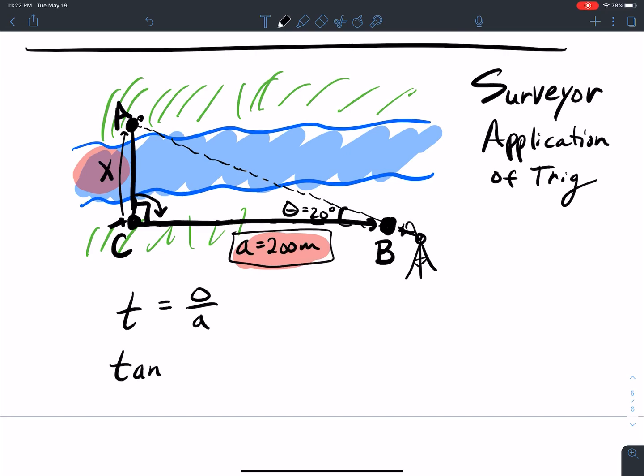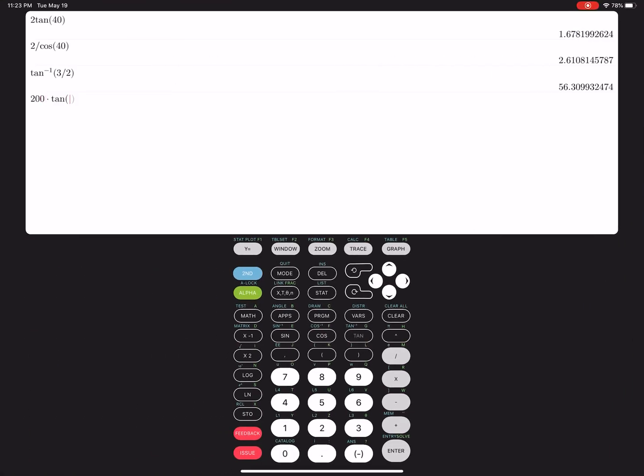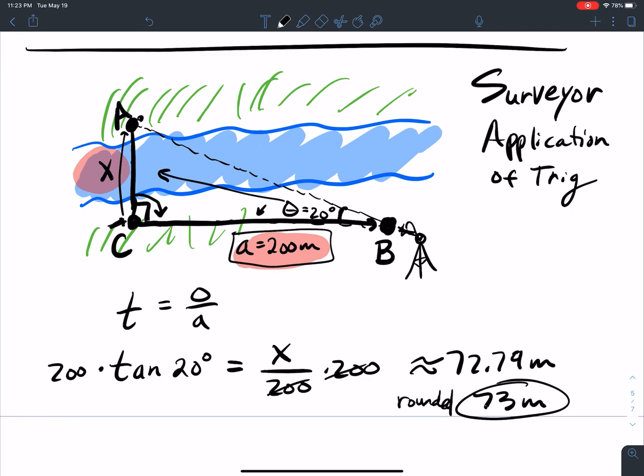That's the tangent of 20 degrees is equal to opposite over adjacent, 200. And so if I multiply by 200 on both sides, okay, 200 times tangent of 20 degrees, 200 times tangent of 20 is 72.79. Okay, so 72.79 meters. Okay, rounded to the nearest meter, 73 meters rounded. All right, not too bad.